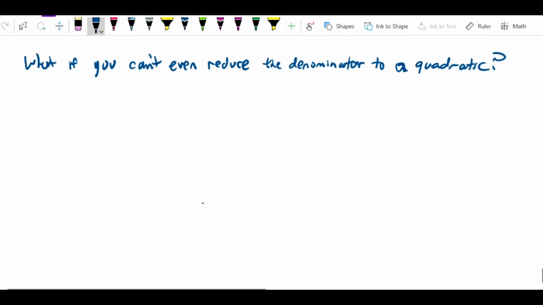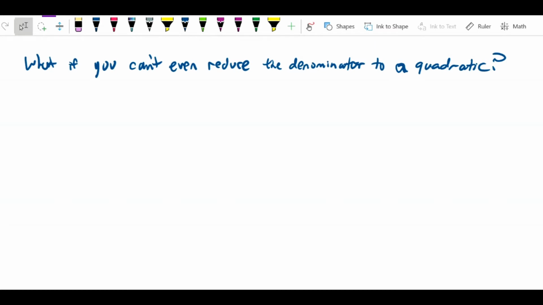Finally, you may be asking yourself, what if you can't even reduce the denominator to a quadratic? Fortunately, the answer, this is the good news, is there is no such situation. It's the fundamental theorem of algebra. It goes a little bit beyond this course, but it says that any polynomial can be factored as a product of linear factors and quadratic factors.